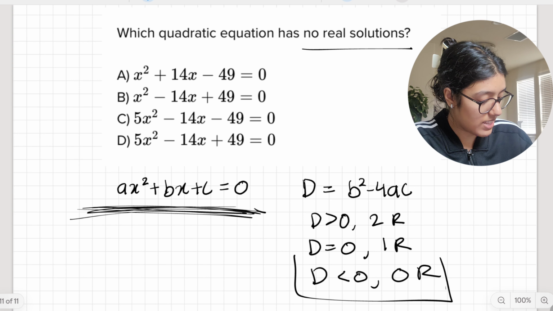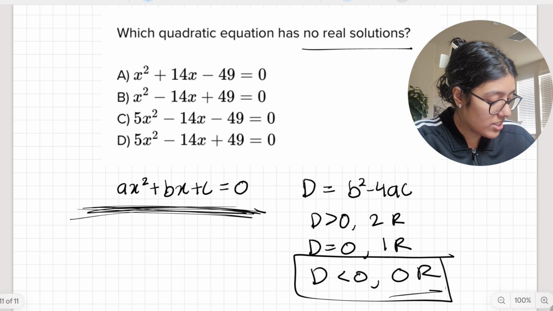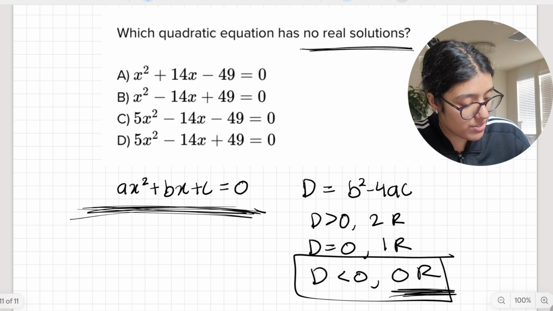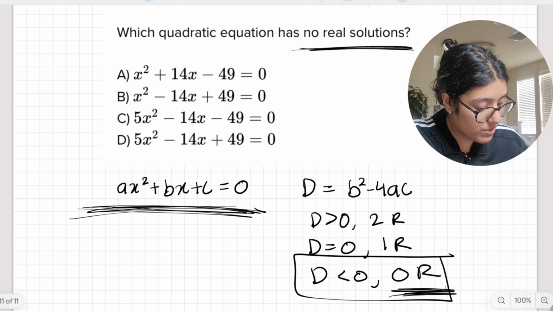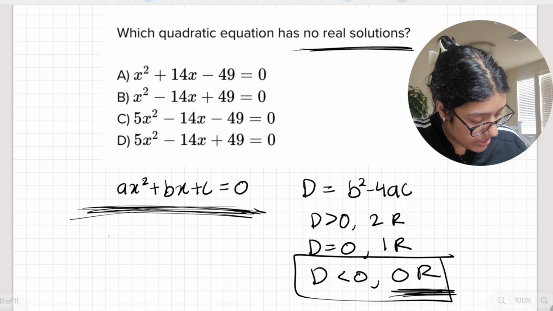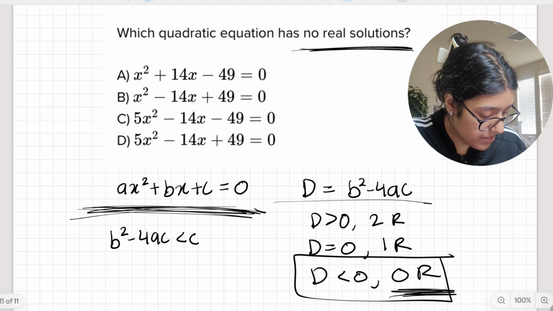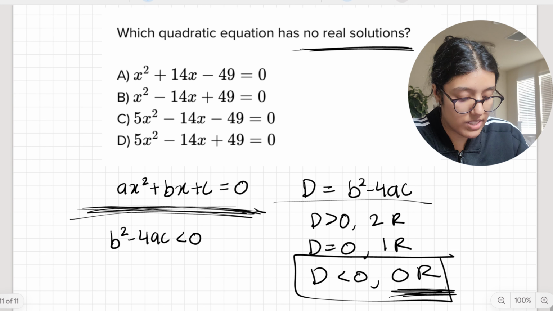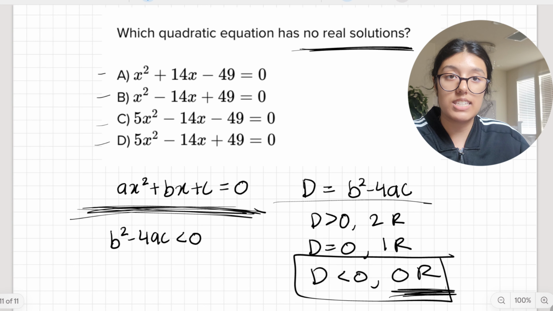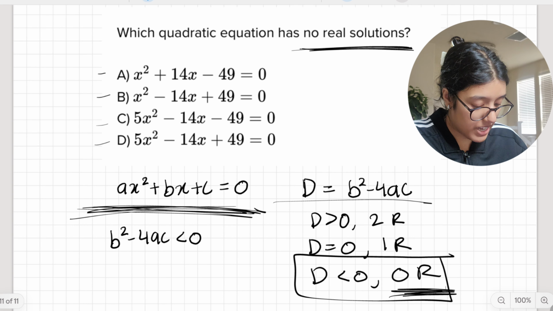And now we can kind of see a pattern. We know this last scenario is what we need because 0 real solutions here, 0 real solutions over here. So once again, D is less than 0. D is equal to b squared minus 4ac is less than 0. Now we just have to see which of these equations' discriminant is less than 0. And that will be our answer.